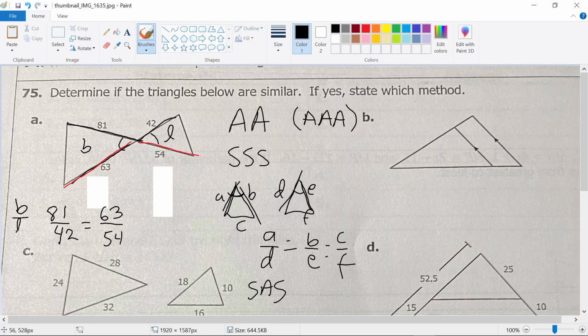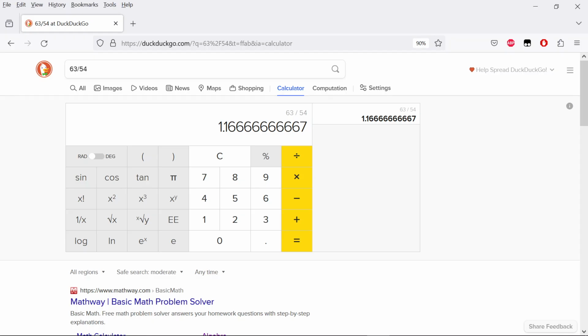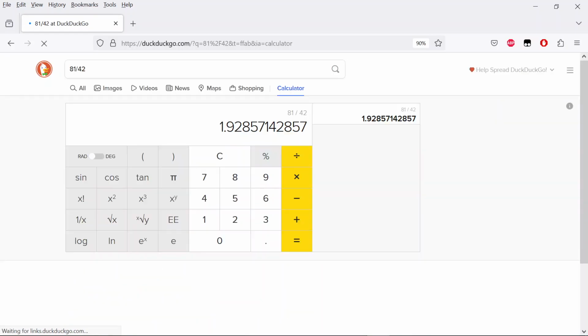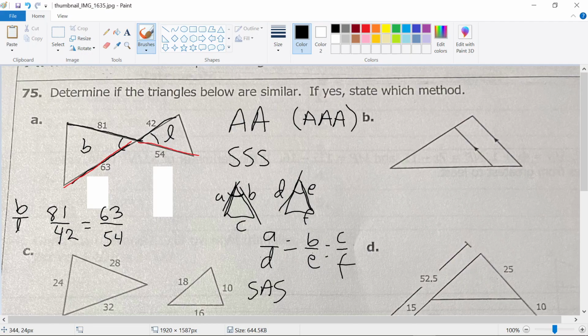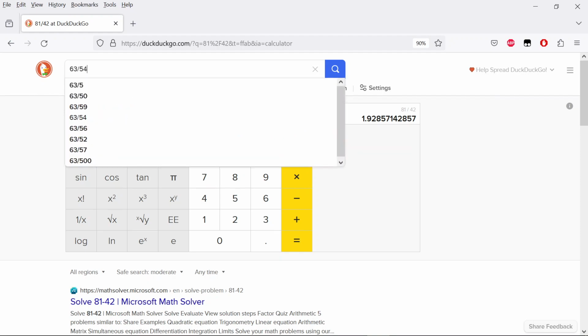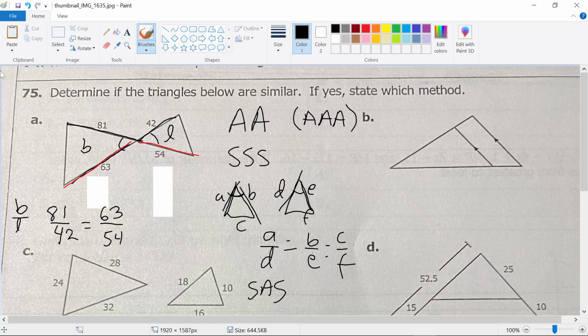So let's see, 81 over 42, I don't think I can divide that by anything. In other words, I can't simplify it. That's 1.93, and then 63 to 54 is 1.16. So those ratios aren't the same, but I can try the other pairing. Let me try 81 to 54 equals 63 to 42.